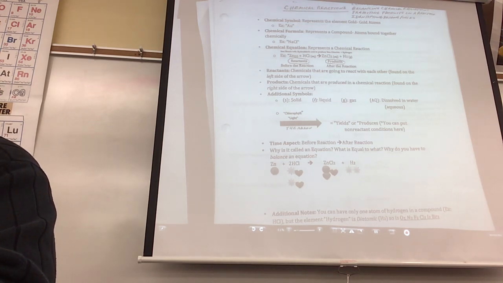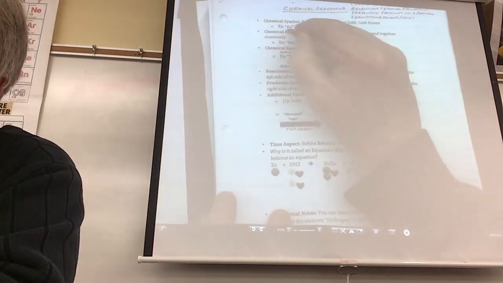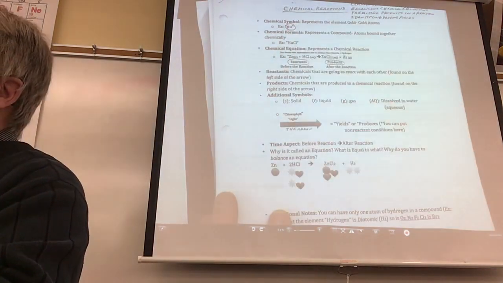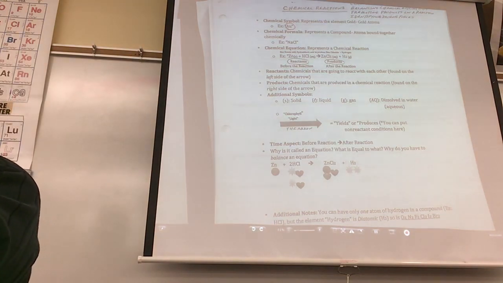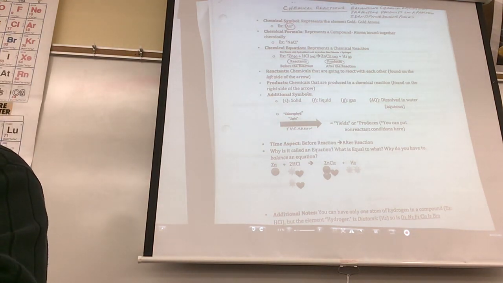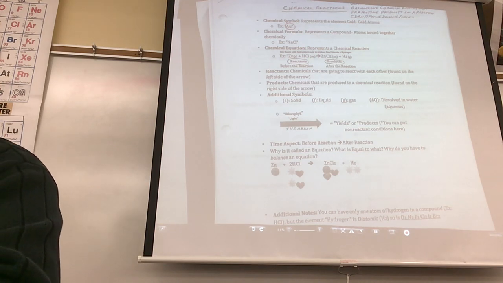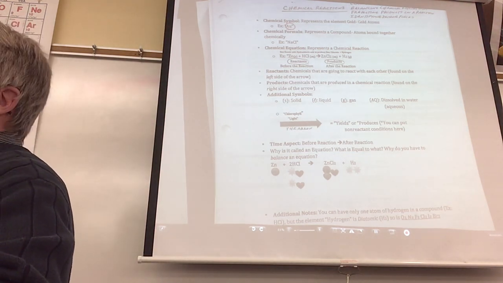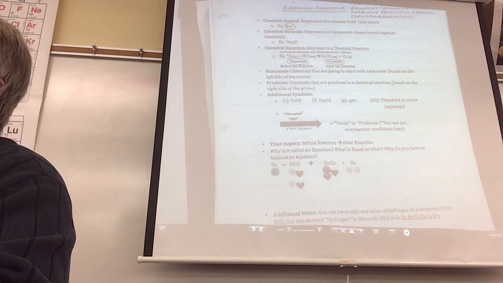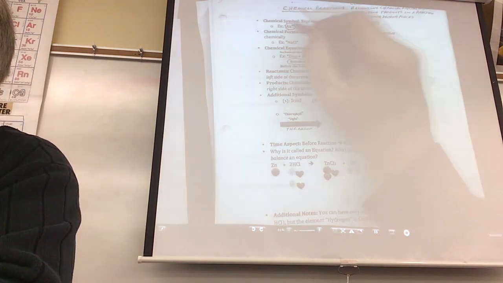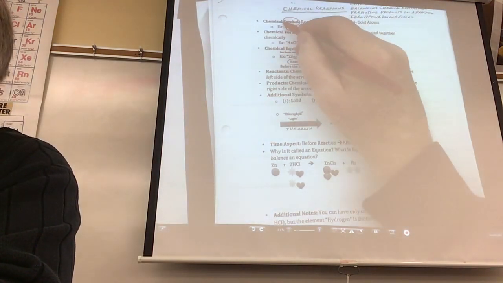So let's start back a long time ago, near the beginning of the year. What did we call this right here? These things you saw on the periodic table, what did we call those? They represent elements, but what did we call Au or Na? Chemical what? What were they called? If somebody said, what is Zr? It's a chemical what? Symbol. And we learned those a long time ago.